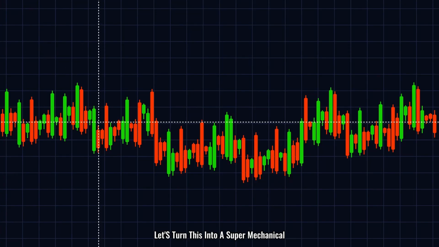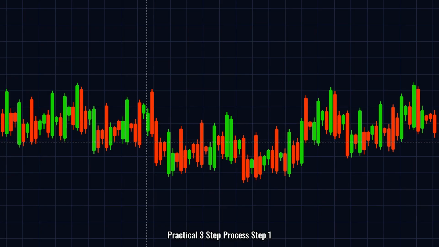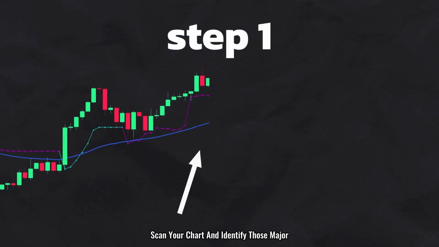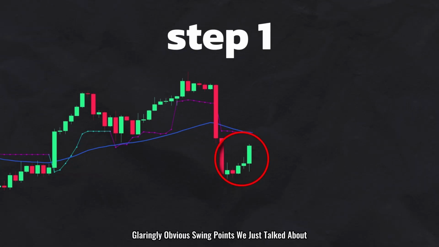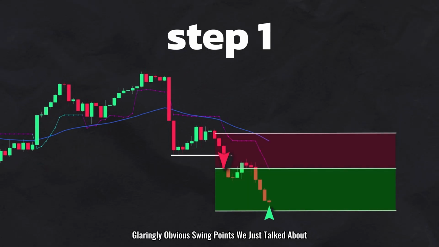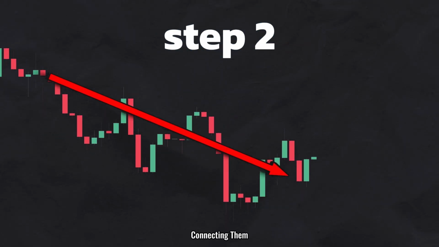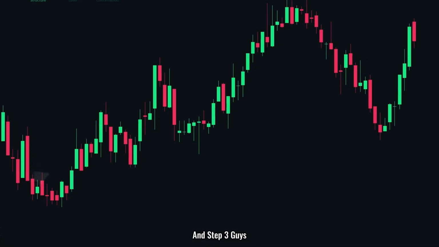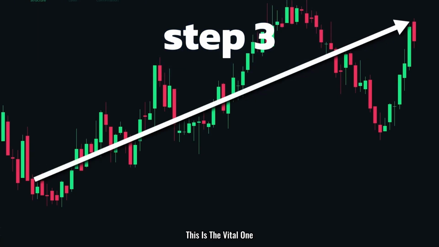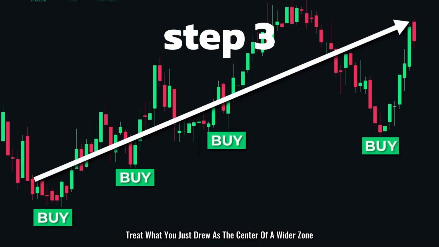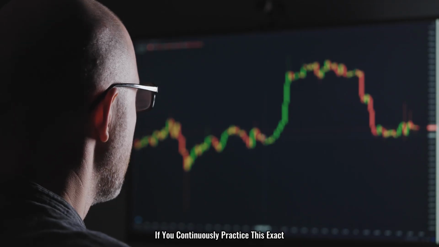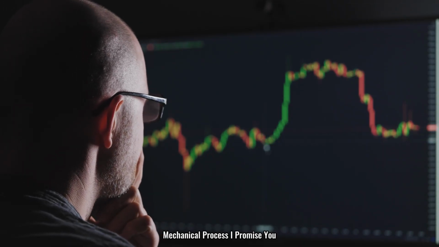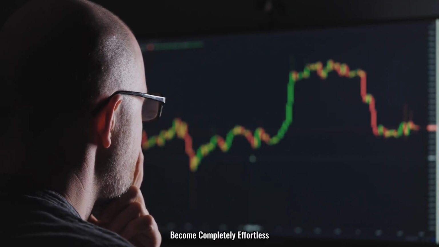Let's turn this into a super mechanical, practical 3-step process. Step 1. Scan your chart and identify those major, glaringly obvious swing points we just talked about. Step 2. Draw a line connecting them in a way that maximizes the total number of touches, again, regardless of whether they are wicks or bodies. And step 3, guys, this is the vital one. Treat what you just drew as the center of a wider zone, not a single fixed barrier. If you continuously practice this exact mechanical process, I promise you, drawing highly accurate lines is going to become completely effortless.